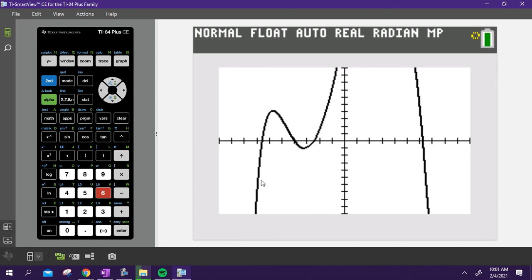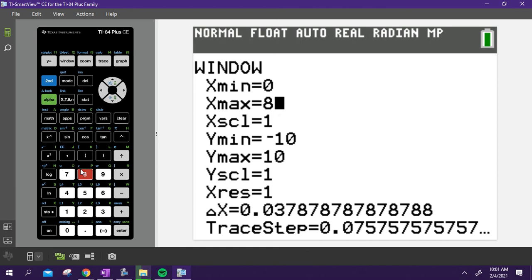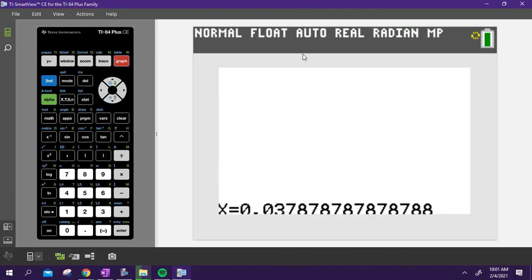Cool. There's my graph. I want to know when I'm equal to 0, and I want to be on the interval from 0 to 8. So if you want to, you could change your window and make your window from 0 to 8. So if you want here, you could go x min 0, x max 8, just to zoom it in a little bit. Hit graph again.